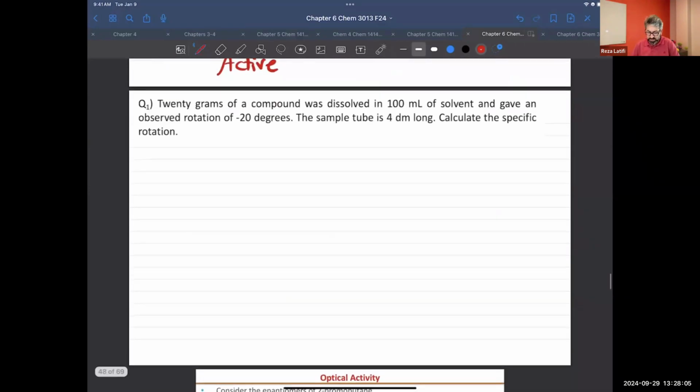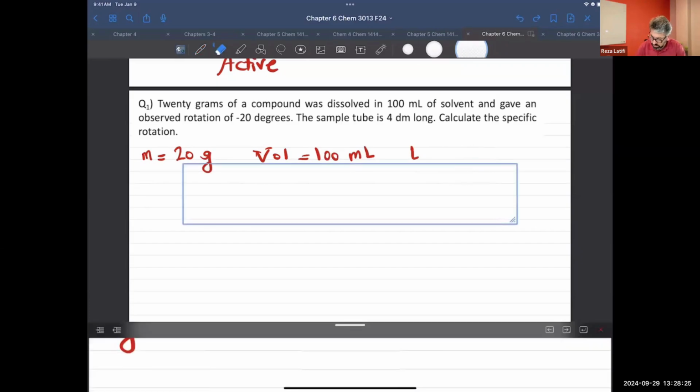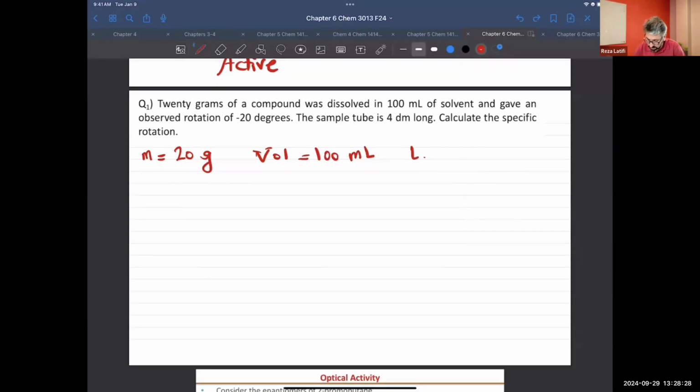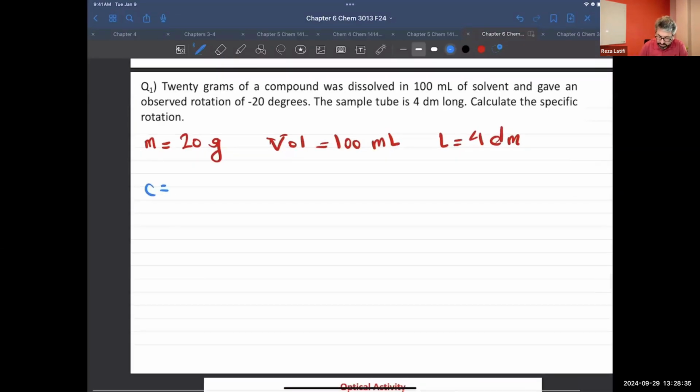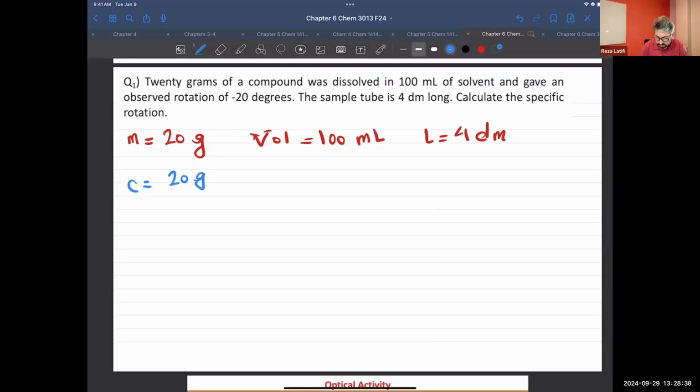Okay, so let's practice some sample questions. In this case, we have mass equal to 20 gram, volume equal to 100 milliliter, and the length equal to 4 decimeter. So I'm going to say C will be equal to 20 gram mass divided by the volume, 100 milliliter. So you say 20 divided by 100. That's going to be 0.2. The unit will be gram over milliliter.